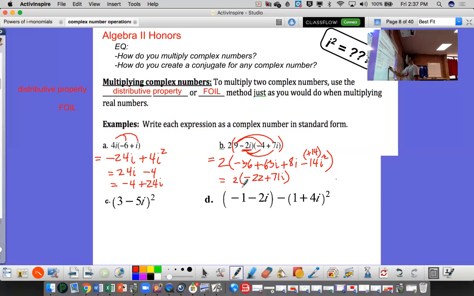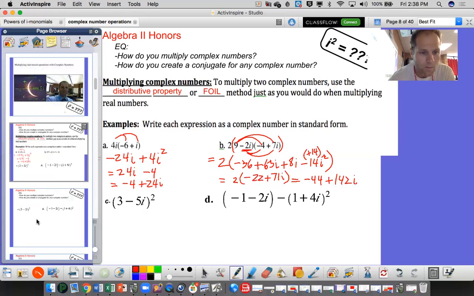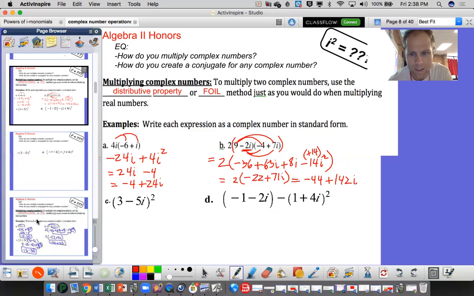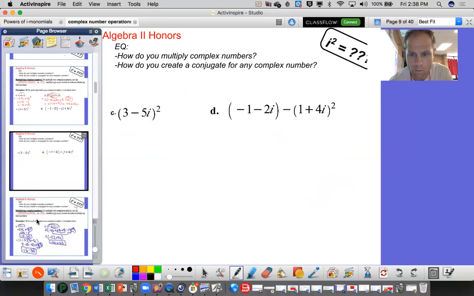So we've ridden it long enough, now we can distribute it through, and we would get negative 44, plus 142i. Okay. I hope I did my math right because I'm doing it in my head. Negative 44, positive 142i. All right, we're cool.